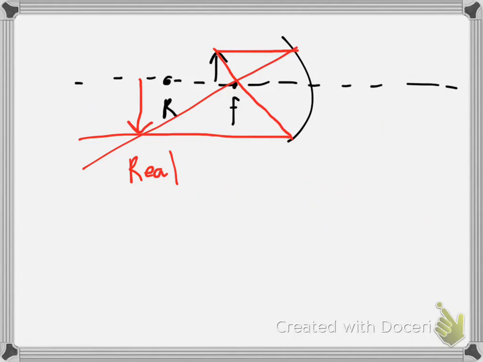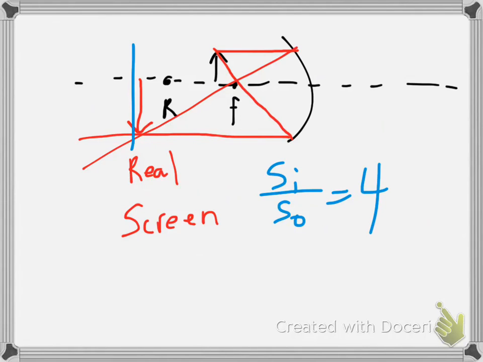But you would need one other piece of equipment. You would absolutely need the screen for this experiment. You would need some kind of paper or something to be able to capture that image. And it would be upside down because it would be real. So this is also a ratio that would give you an SI over an SO of 4.